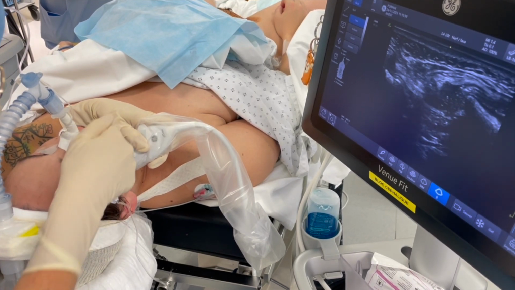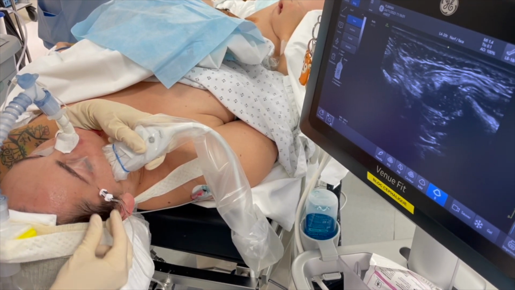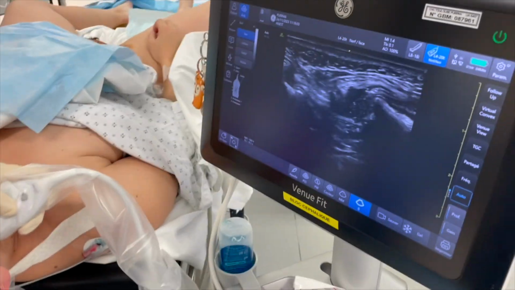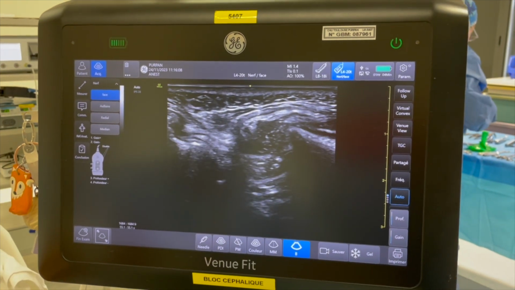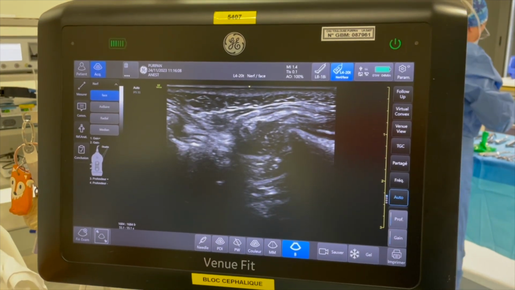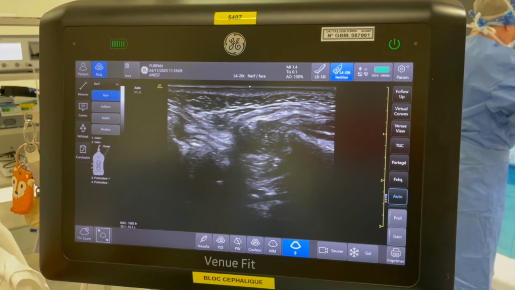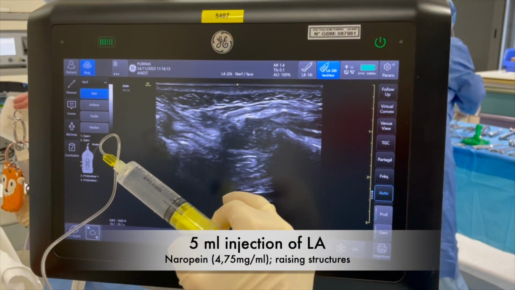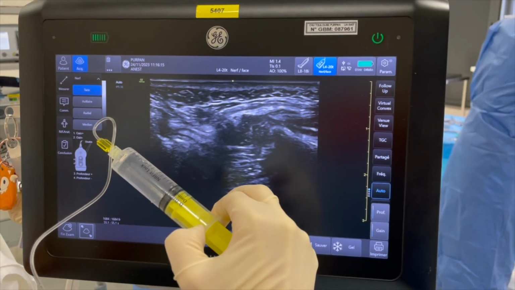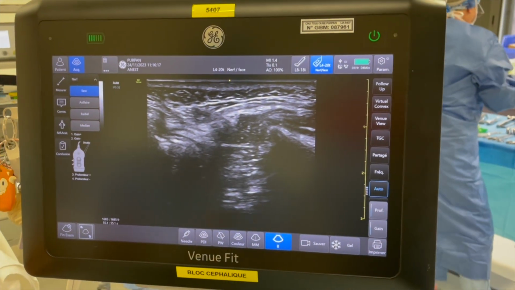The needle is advanced to the bony contact of the maxillary bone. An aspiration test is conducted, followed by a fractional injection until the structures from the depth of the pterygopalatine fossa are lifted towards the surface, with diffusion of the local anesthetic towards the depth.